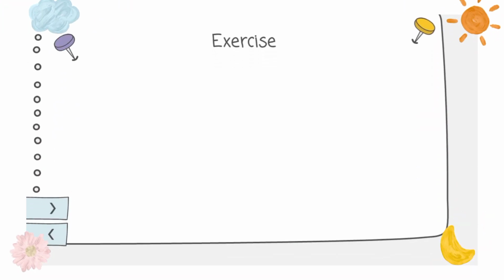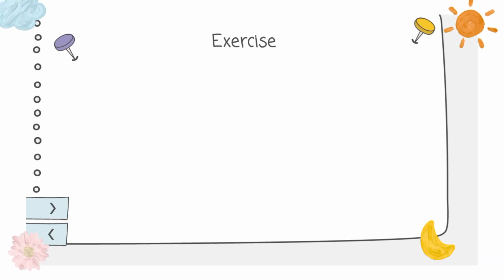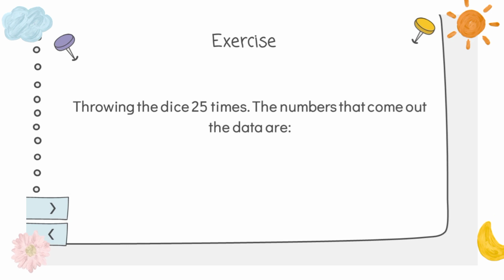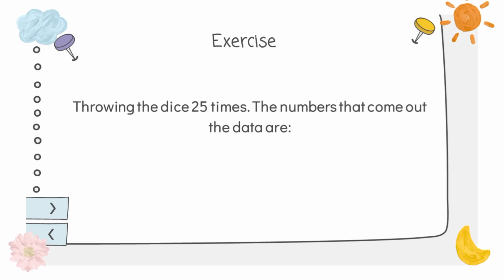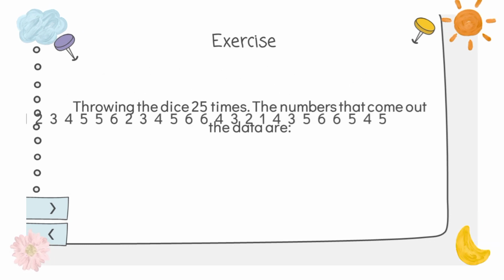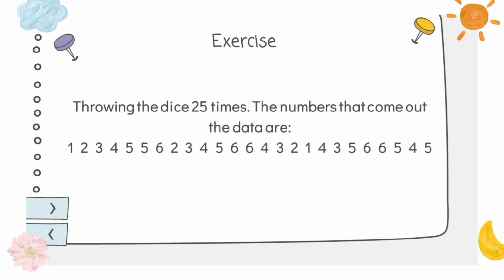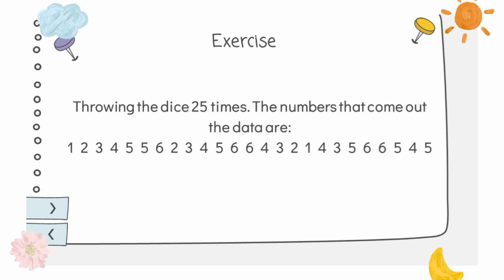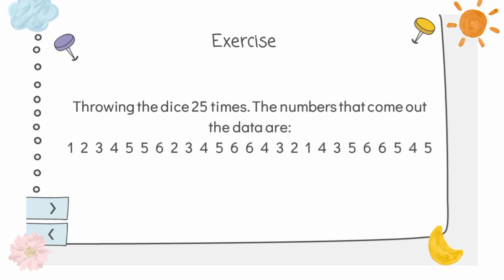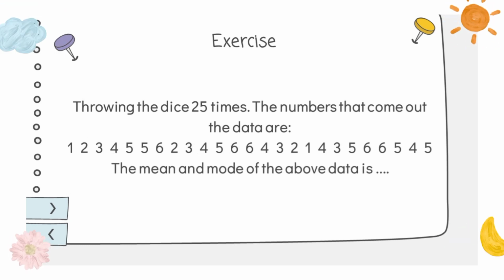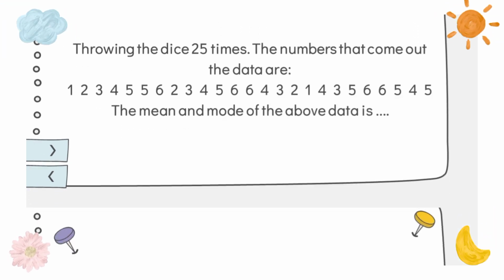And we go to an exercise again. It is the last exercise. So throwing the dice 25 times, and the numbers that come out in the data are 1, 2, 3, 4, 5, and 6. And what are the mean and mode of the above data?